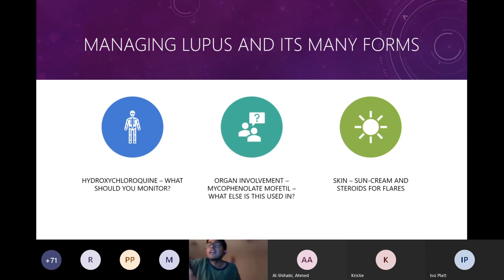Perfect. And if they do happen to get organ involvement, you need to give them mycophenolate mofetil. Does anyone who's done Mod C know what other thing this is used in? It's a really potent drug. Renal transplant, exactly. Organ transplant immunosuppression. And for their skin involvement, you're going to give them sun cream because they need the protection, and you can give them steroids for any flares.